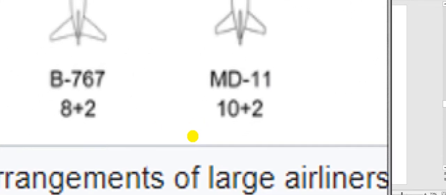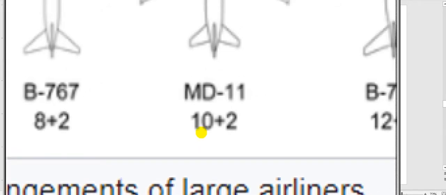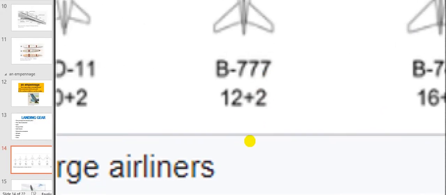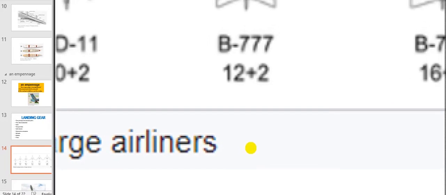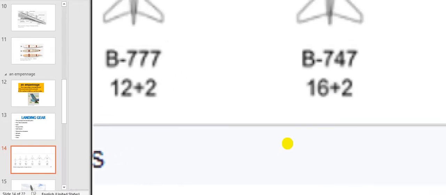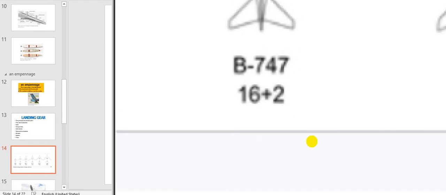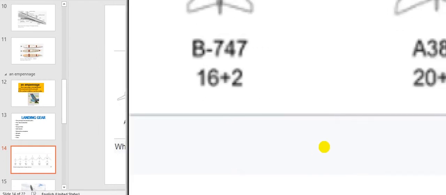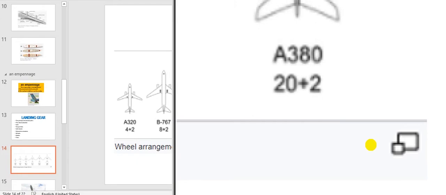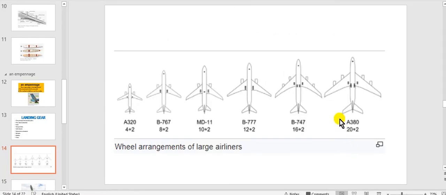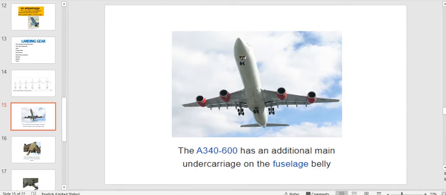Here, the MD-11, which is heavier, has two wheels at the nose landing gear and 10 for the main landing gear. Here, the Boeing 777 has two at the nose and 12 at the main. We will show you some figures here. The Boeing 747 Jumbo has two at the nose and 16 at the main. Here, the Airbus 380 has two at the nose and 20 at the main. I will show you some figures here.